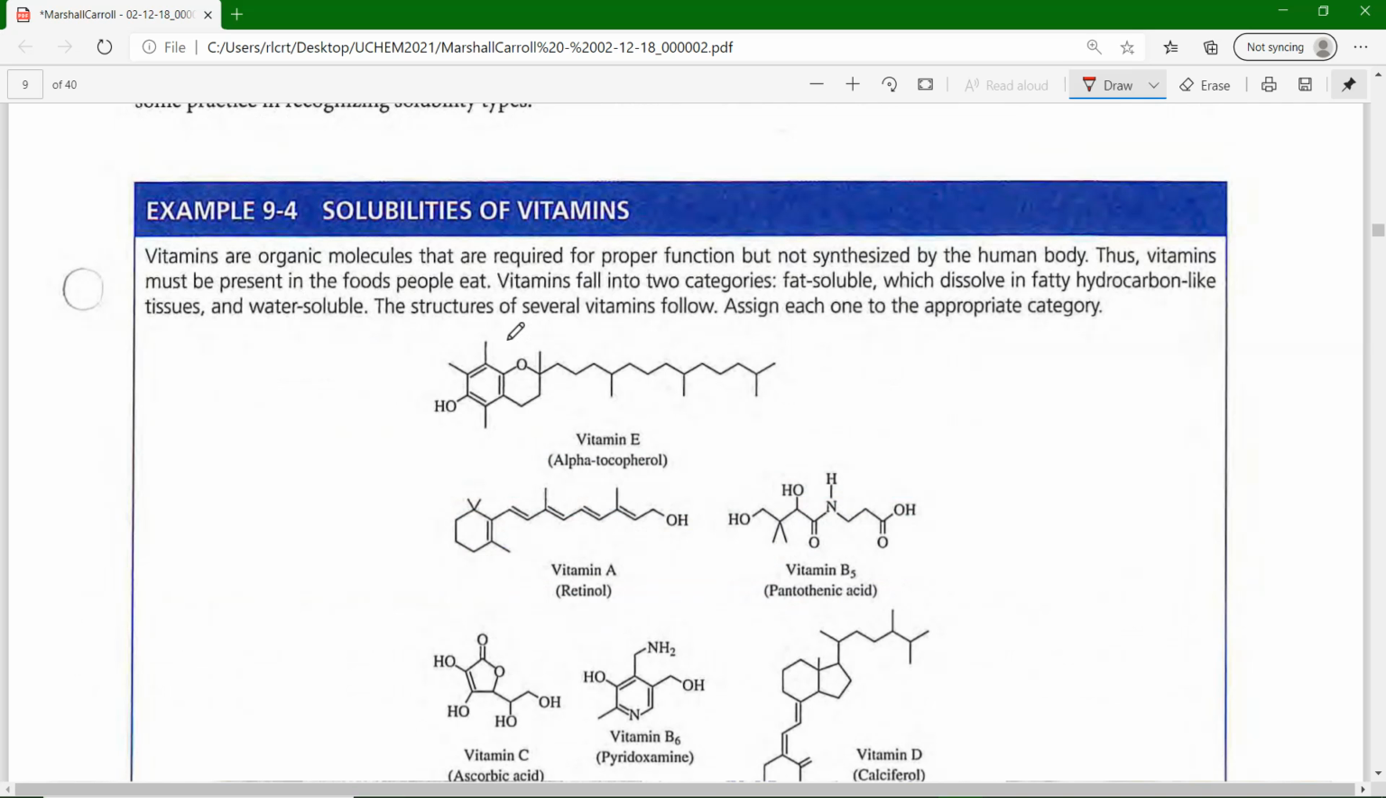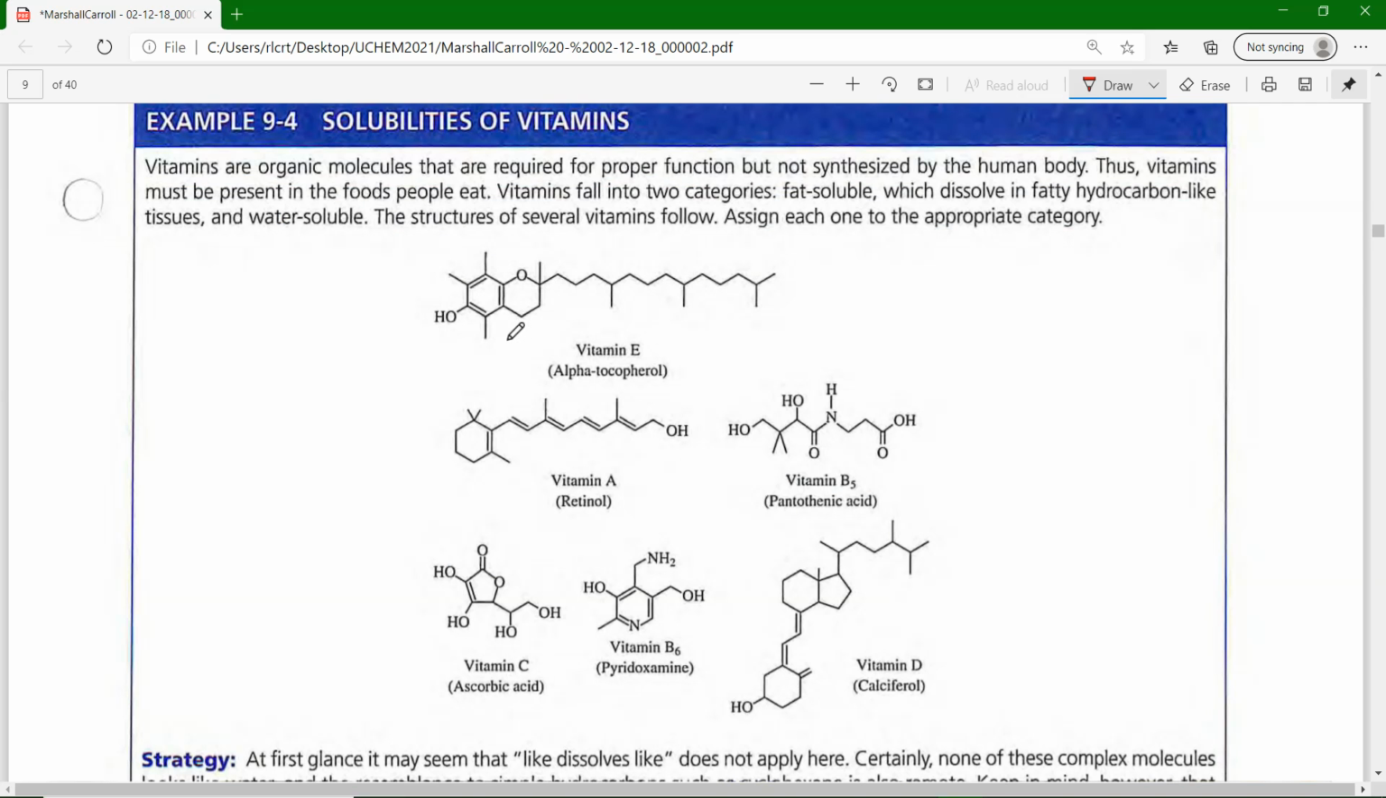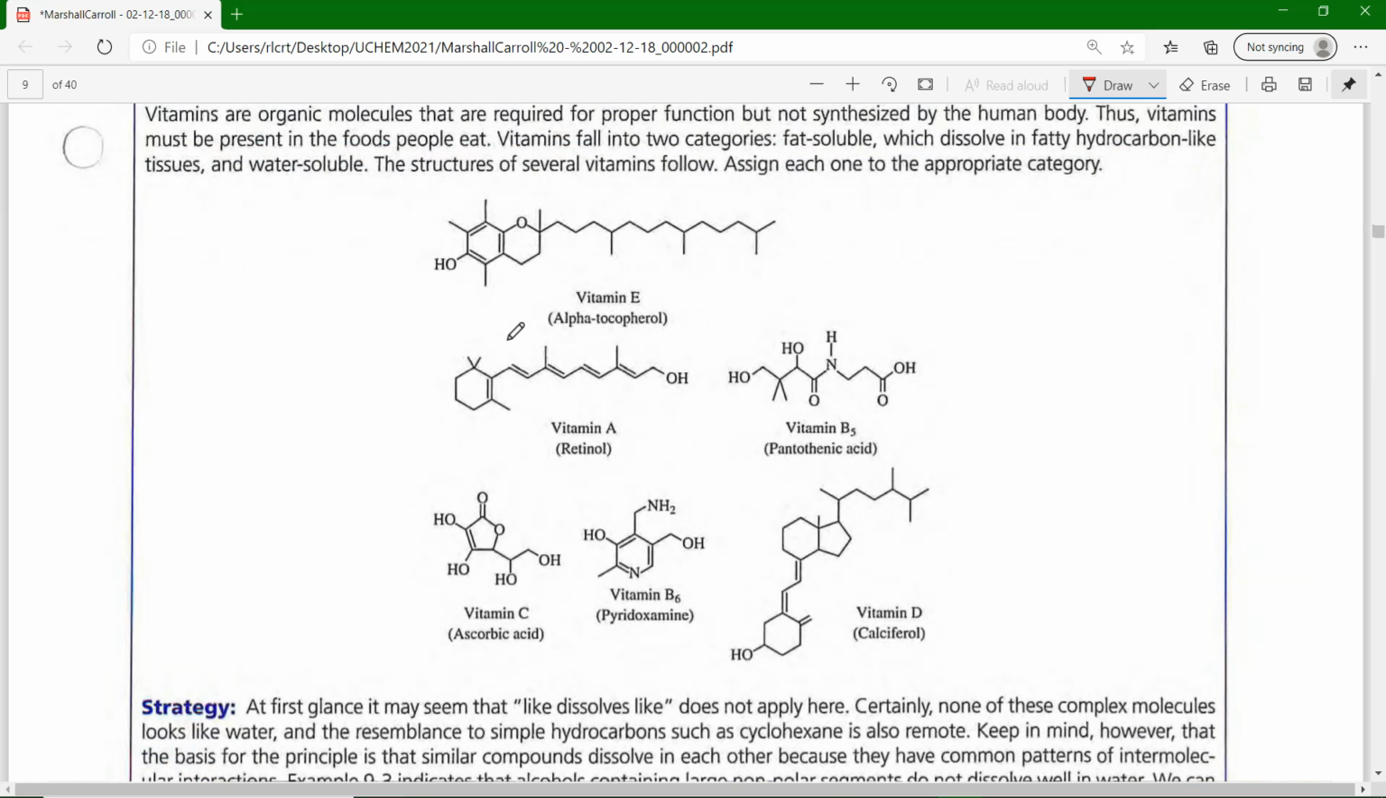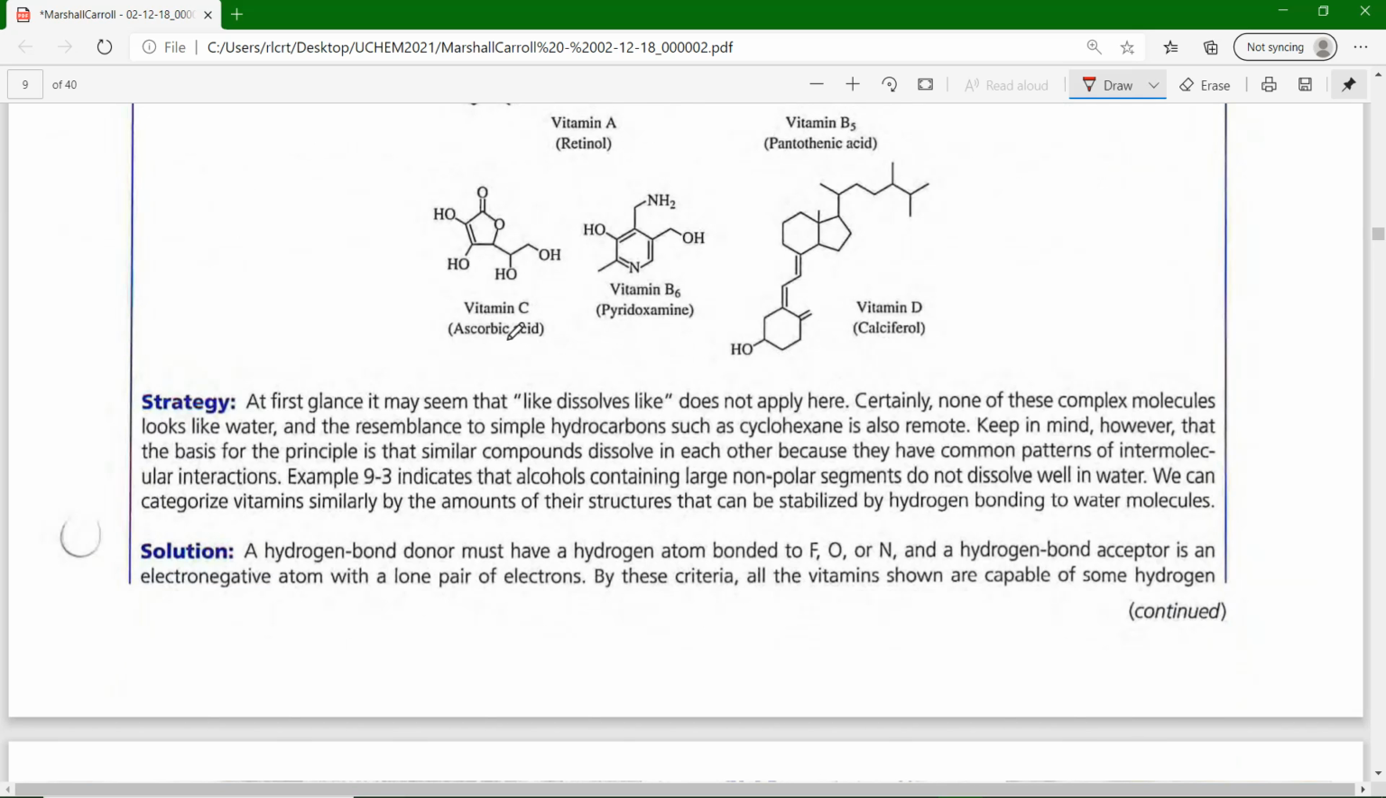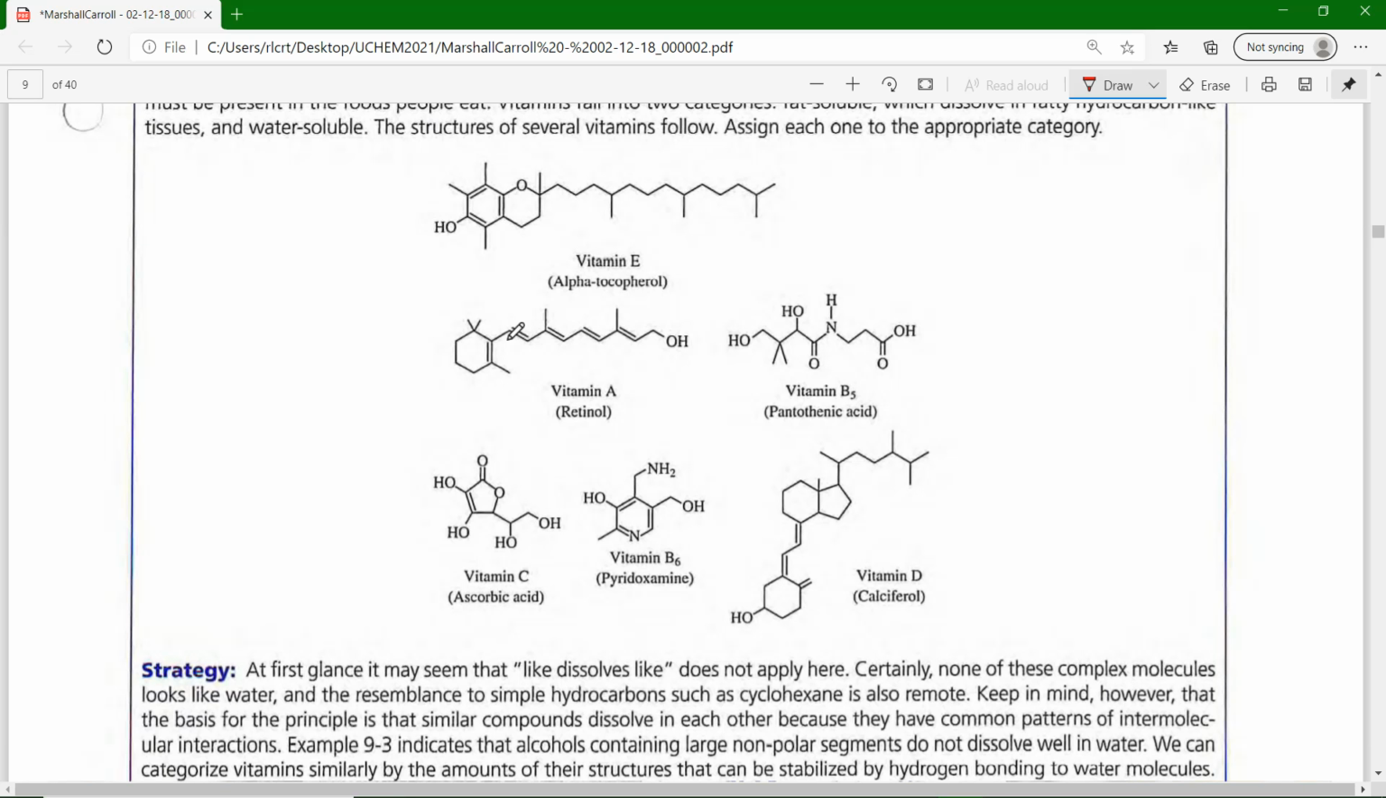Okay, here are some vitamins, example 9.4, and we see fat soluble versus water soluble. So which are which? The polar ones are going to be water soluble, and the nonpolar ones will be fat soluble. But again, it's hard to tell sometimes because you've got these long chains. Let's look at vitamin E. I'll look at it from here.